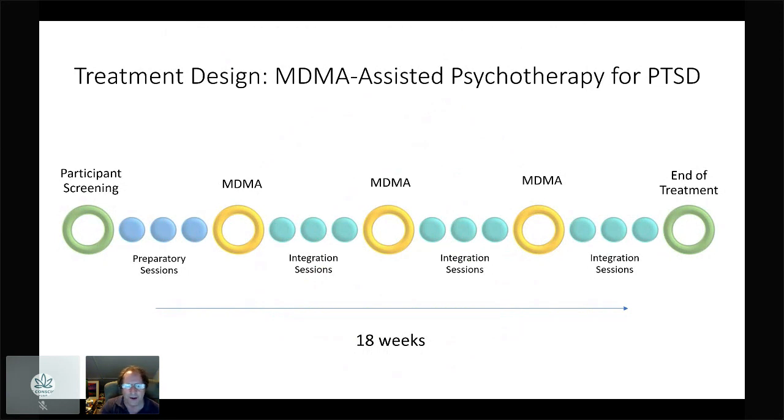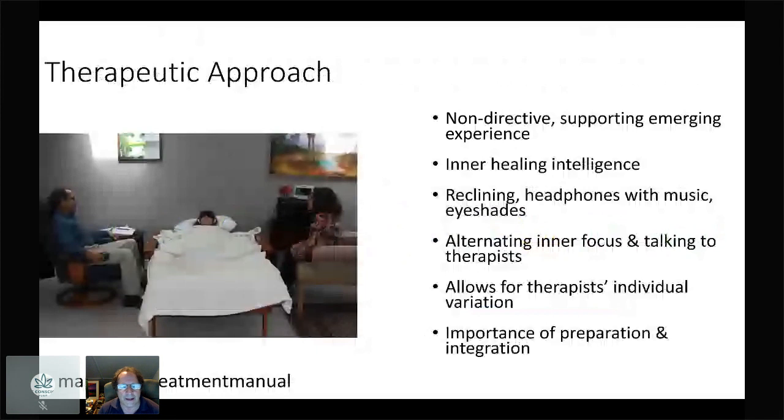So there is some kind of titration per patient permitted. Next slide, please. So the key thing is that this is inner-directed, non-directive. We support what's emerging. We believe our hypothesis, this inner healing intelligence.